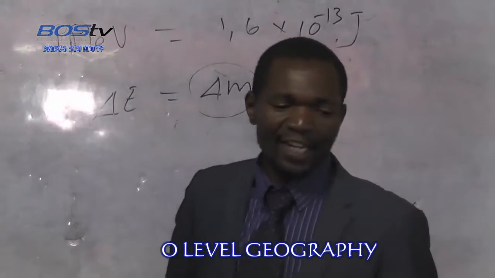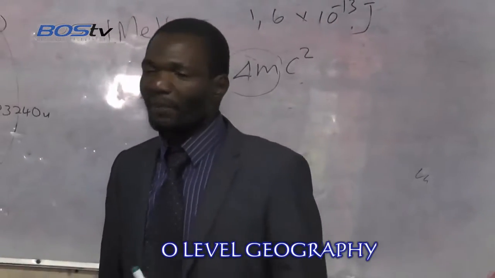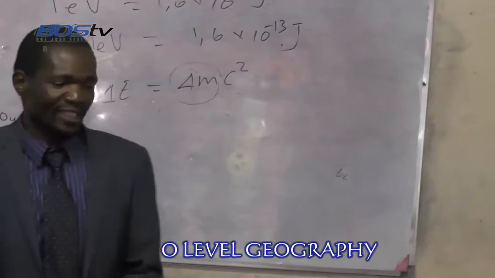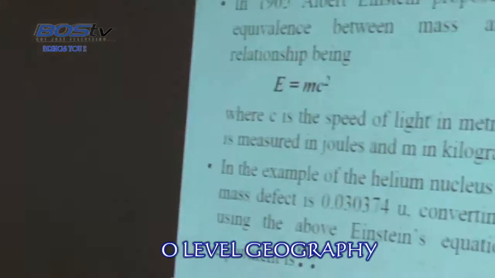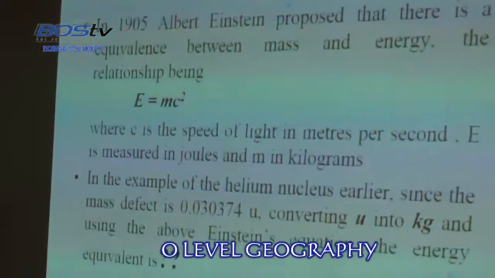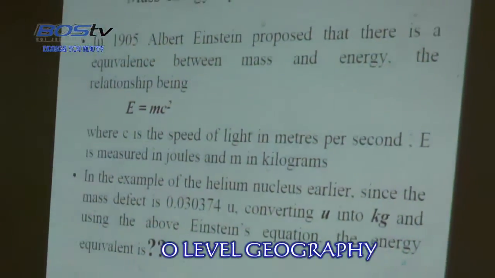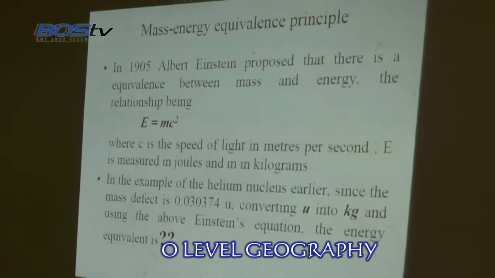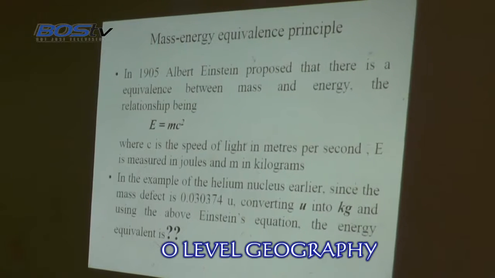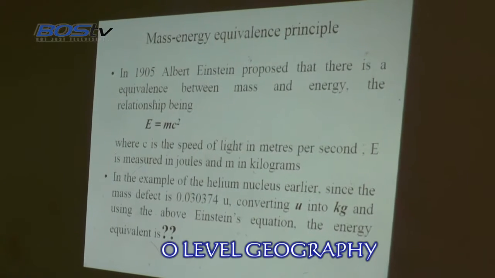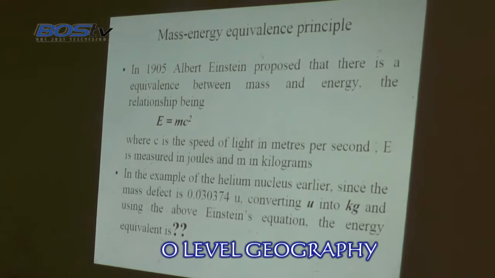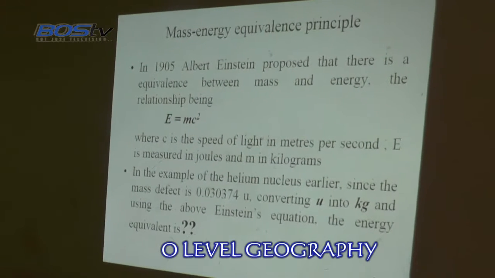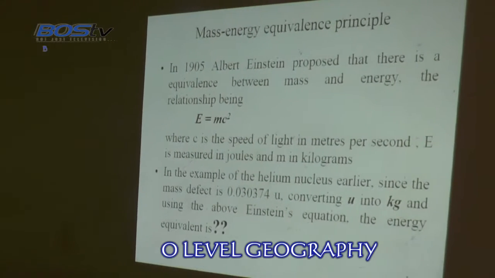Albert Einstein proposed that there is an equivalence between mass and energy, and that equivalence is given by the relationship E is equal to mc squared. Everyone knows that E is the energy equivalent, m is the mass, and c is the speed of light in free space, which is approximately 3 times 10 to the power 8 meters per second.